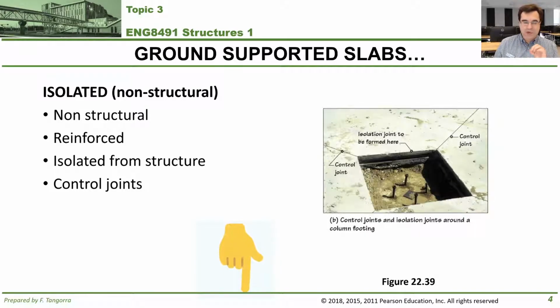But the main thing that I want to point out too is this. This is an image that I've taken straight out of your textbook, and it's the next step in the pouring of this non-structural slab, right? The space that's been left out there is where the footing of the column will be.